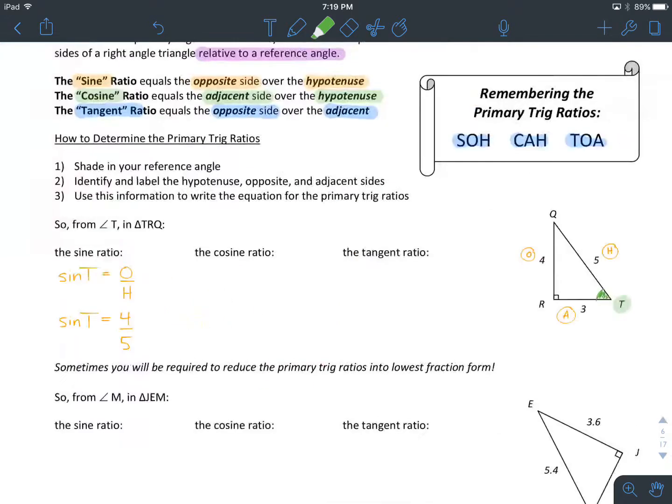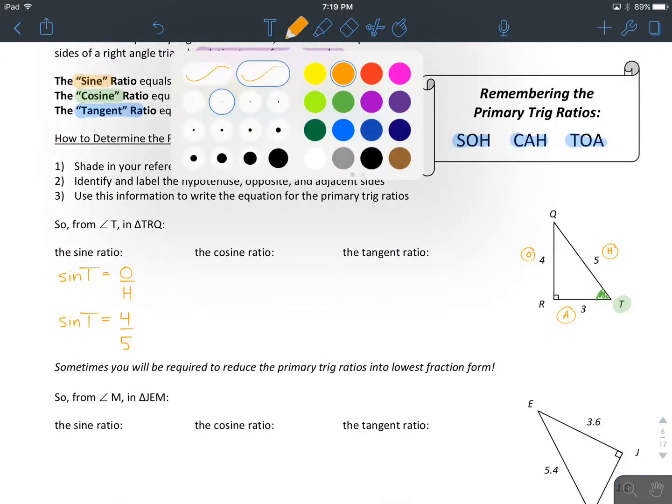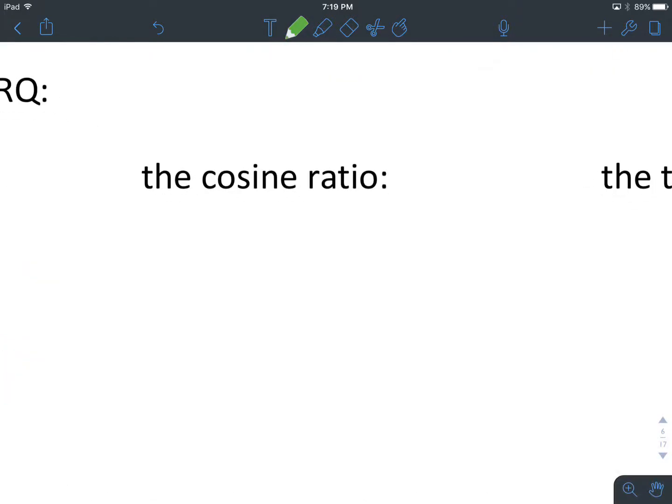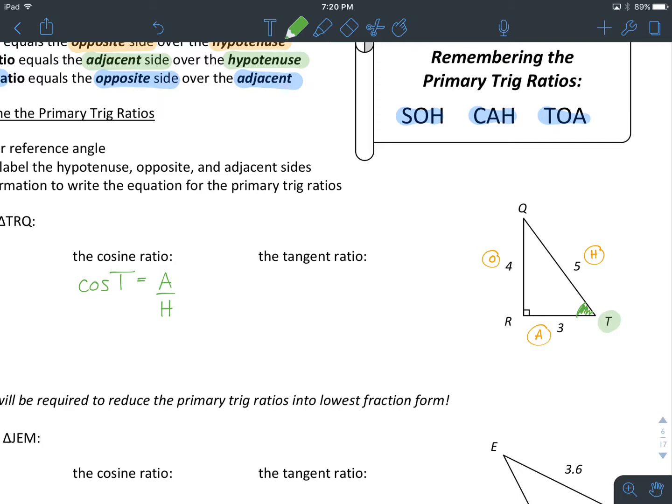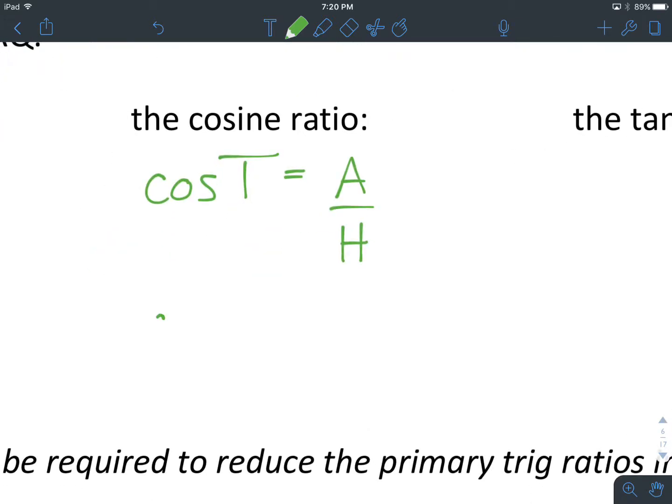Okay, let's jump over to the cosine ratio. And again, we'll write out a template version. So the cosine, or cos, of angle t is equal to the adjacent side over the hypotenuse. Again, a quick little reference to our triangle. Our adjacent side is 3, and our hypotenuse is 5. So the cosine of angle t is equal to 3 over 5. And again, that is a fraction in lowest form. We've got a reference angle included in our primary trig equation. So that one's all done.